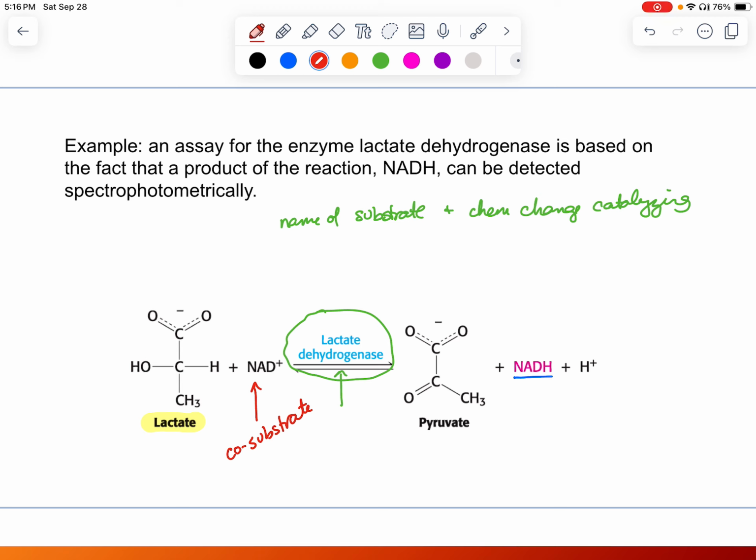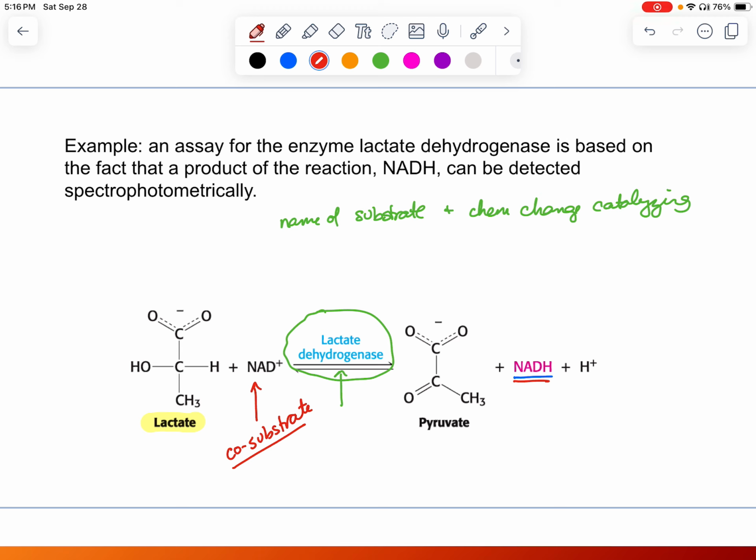This is a reaction where we are oxidizing lactate. If it's being oxidized, it's losing electrons, so something else has to be reduced, something else has to be gaining the electrons. That's what our co-substrate is doing in this case. It's accepting the electrons. As we go to our product, the NAD plus was reduced to NADH. So that was our co-substrate.